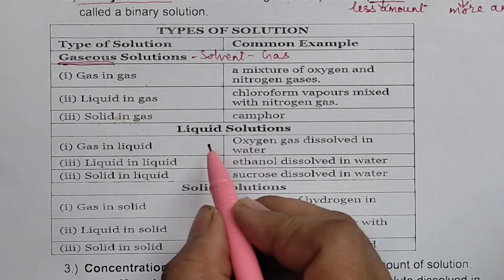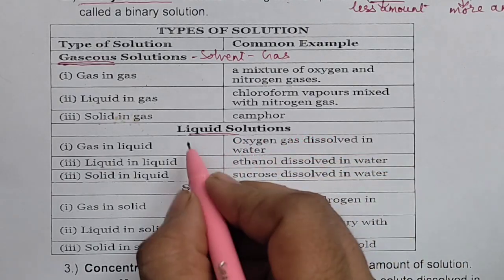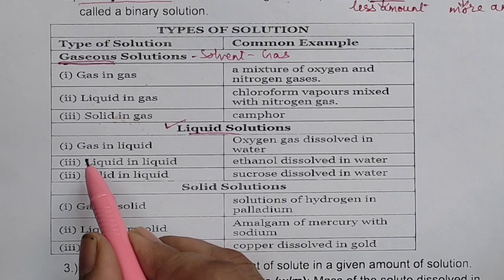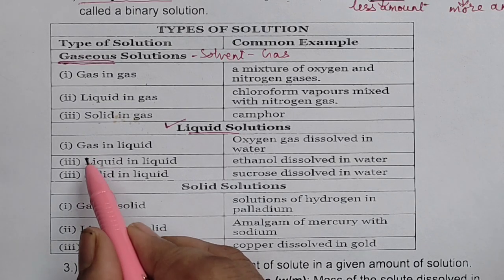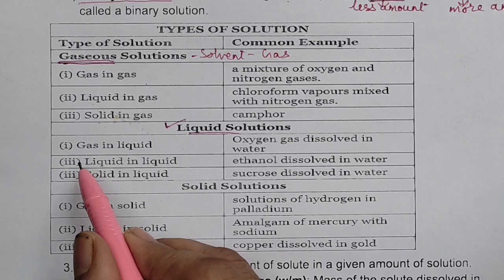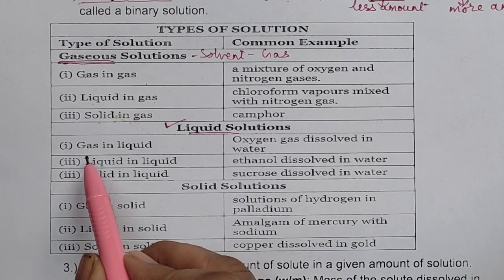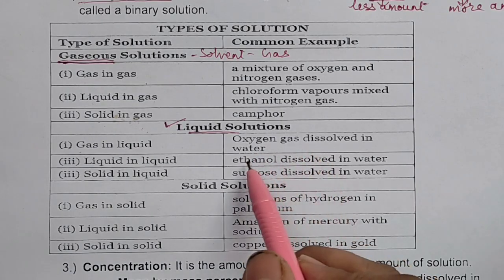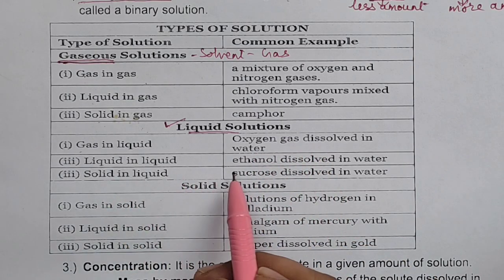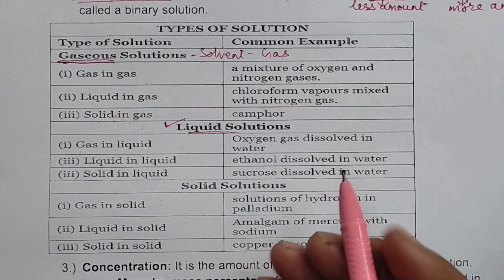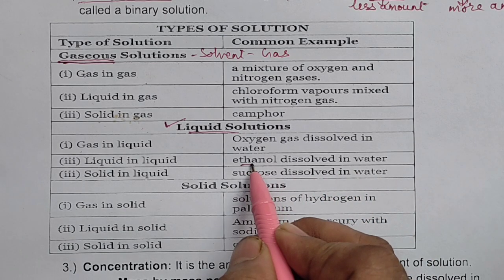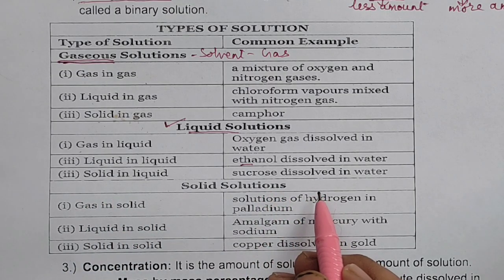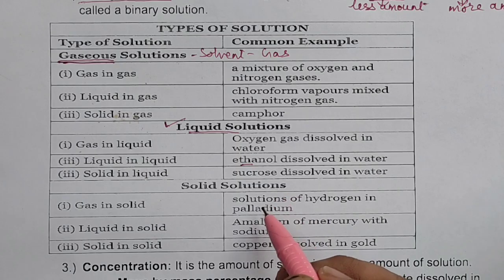Right. Liquid solutions. As I told you, the solvent in them is liquid. So again you can have the solute as gas, liquid, or solid. We usually name the solute first, so gas in liquid, for example oxygen dissolved in water. Liquid in liquid, for example ethanol in water. Alcohol is soluble in water, though covalent, because of intermolecular hydrogen bonding. Solid in liquid, for example sugar in water, that is sucrose. Sucrose is basically sugar.